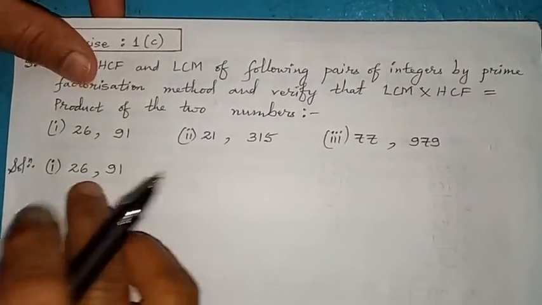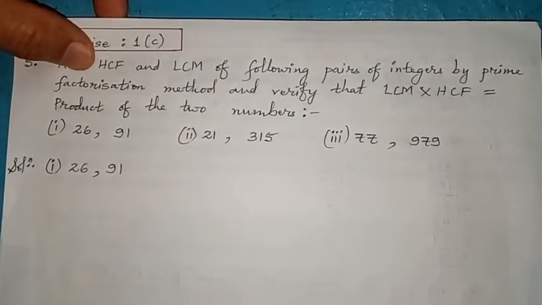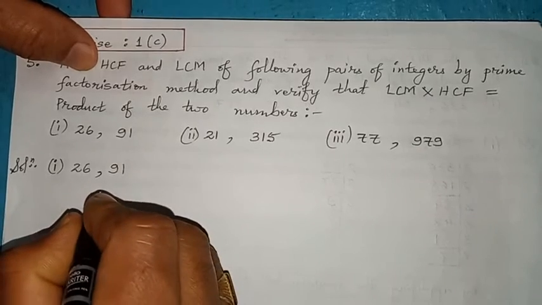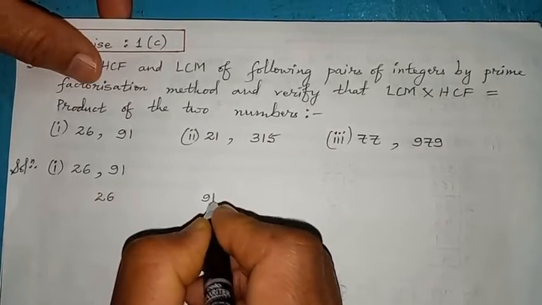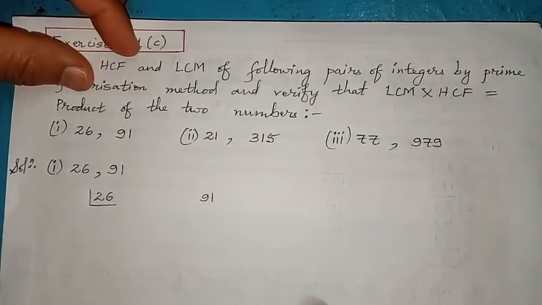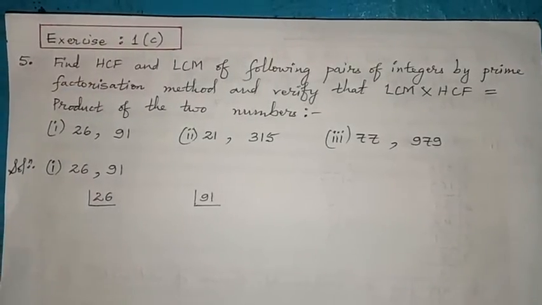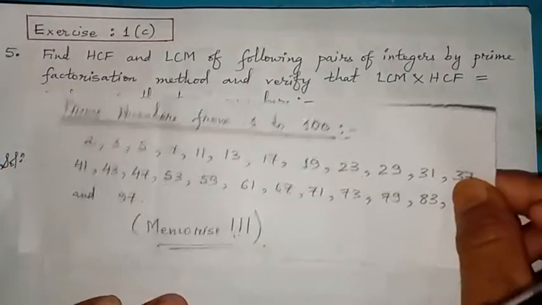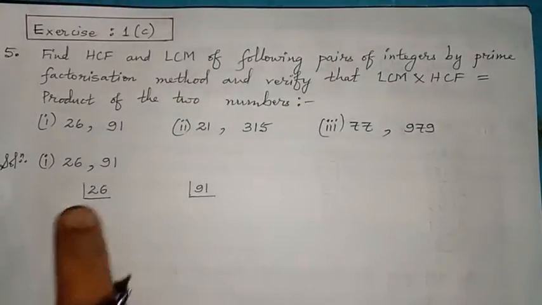First of all, find the HCF and LCM of these two numbers by the prime factorization method. So let us now do the prime factorization of 26 and 91 separately. Same rule for prime factorization. What do we do? We divide by the prime numbers. So these are the prime numbers, which I told you to learn by heart. Since the first number is 2, let's divide by 2.